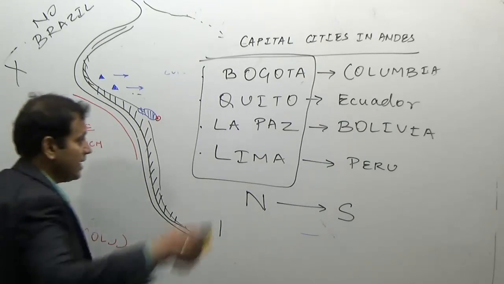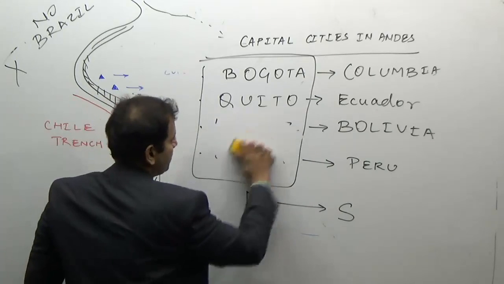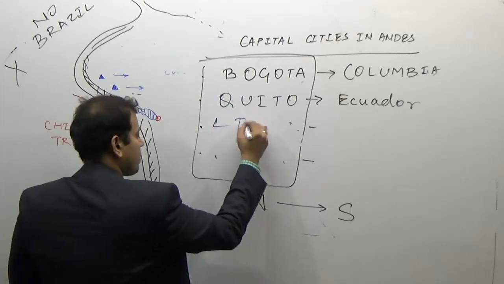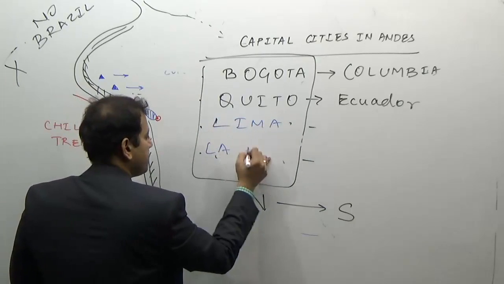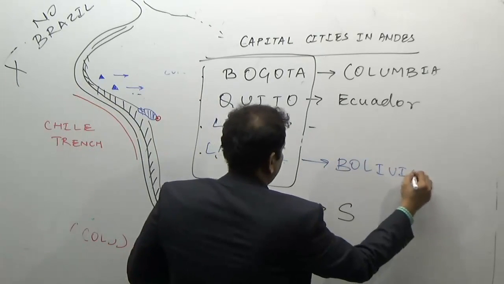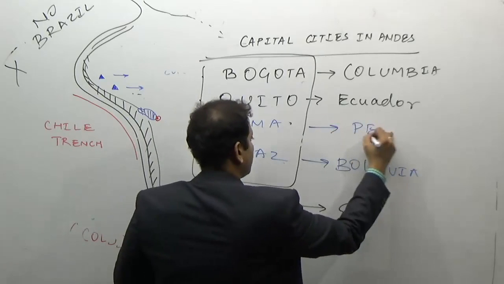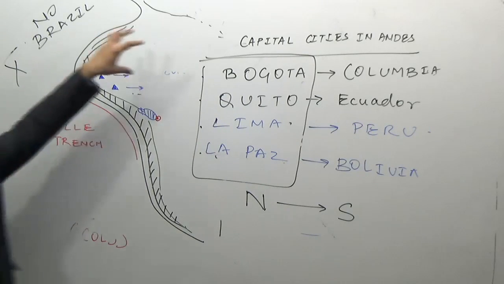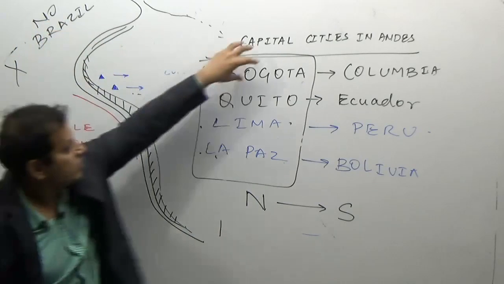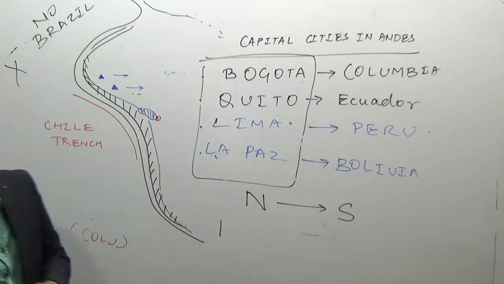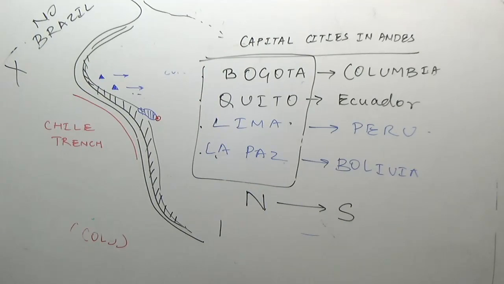So sorry, here this order should be this way. That is Lima and then La Paz. This is the correct order, that is from north to south. Have a look in the atlas and see how they are located. So we have Colombia, Ecuador, Peru and in the center that is Bolivia. These are from the north to south.